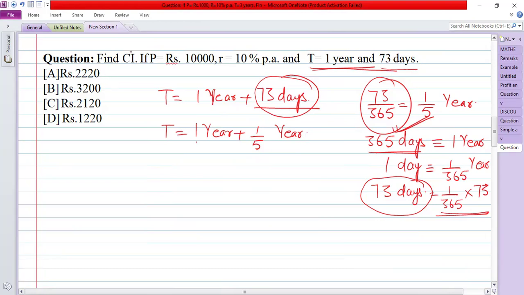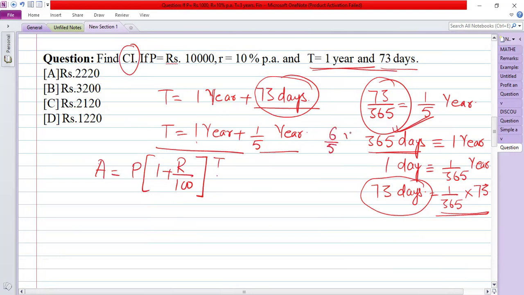And now here, since we have to find the compound interest, it will not be a good thing to use the formula P(1 + R/100) raised to the power T, because T is here 1 + 1/5, basically 6/5 year. It is 6/5 year. So this is not a good thing to apply this formula because calculations will be very typical.